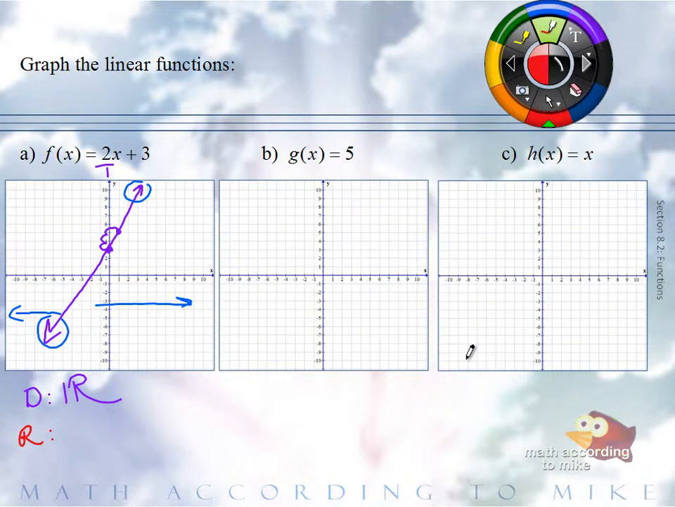Whereas for range, how far down does the graph go? All the way down. So that arrowhead also says it's going down. How far up does it go? All the way. So what's the range? All real numbers. Or you can do parentheses, negative infinity, infinity.